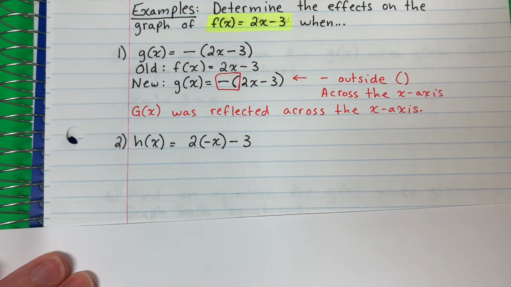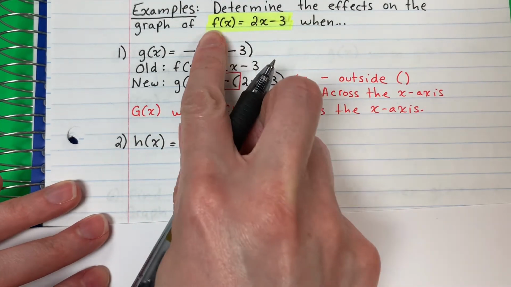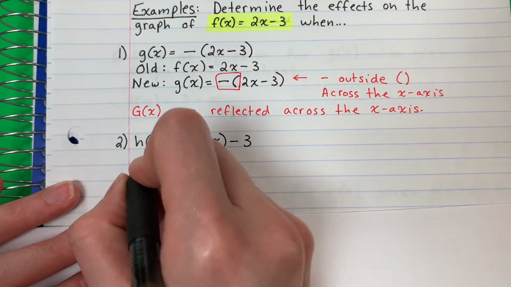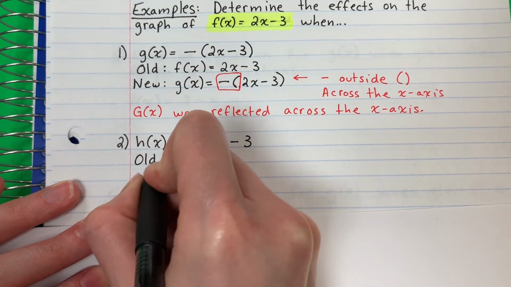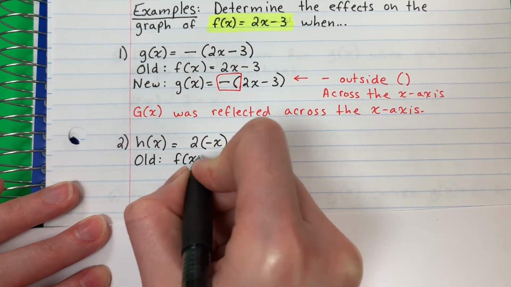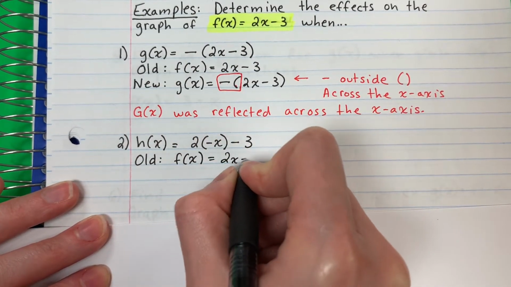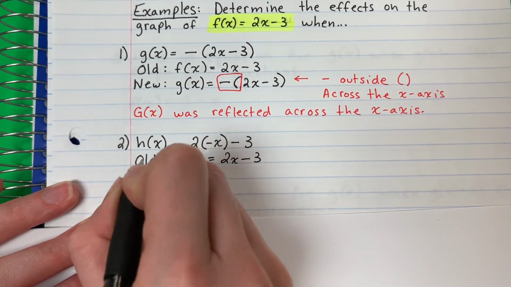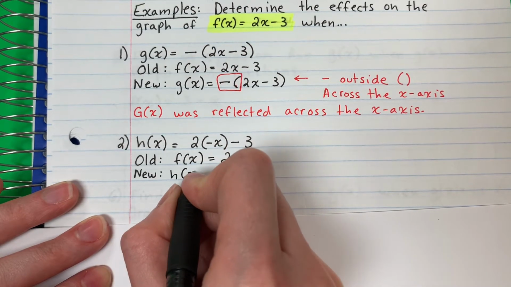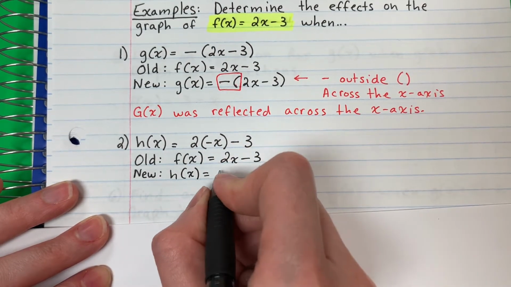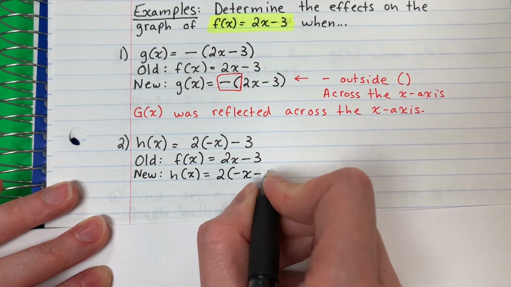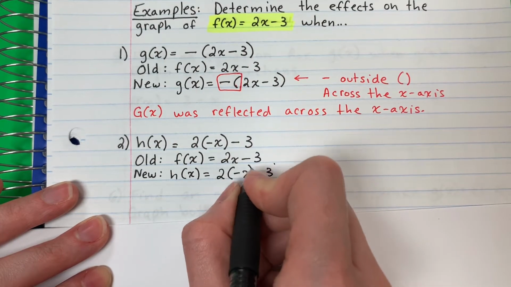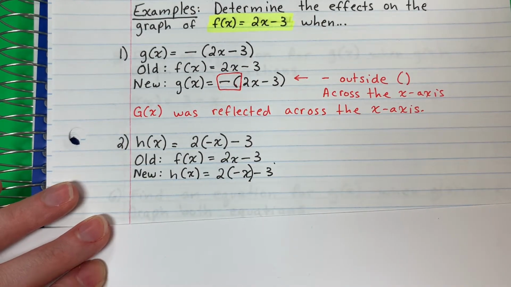Okay, so for example 2, we have the same original. So old is f of x equals 2x minus 3. And my new is h of x equals this one: 2 times negative x minus 3. Oops, there's the parenthesis.